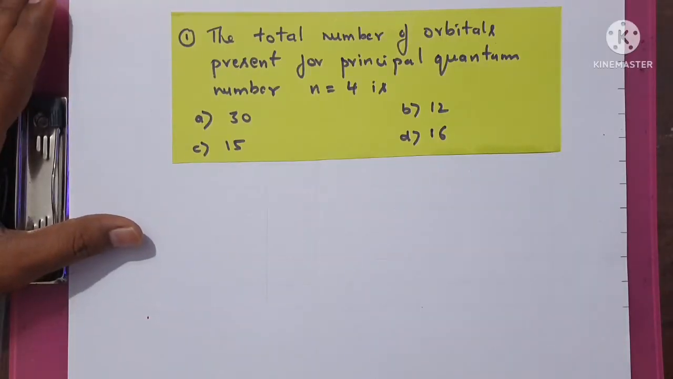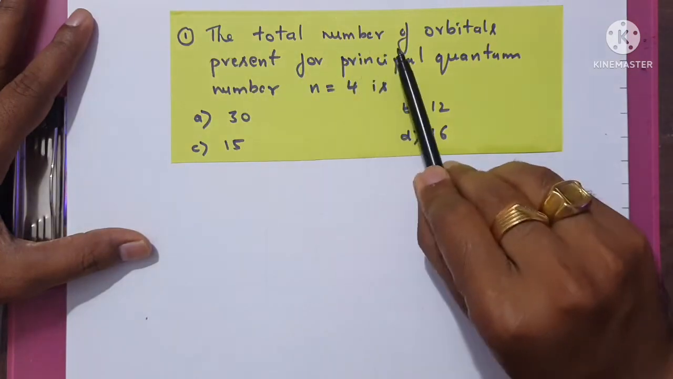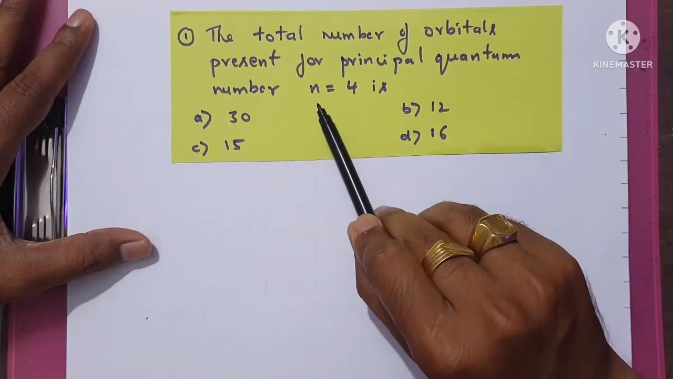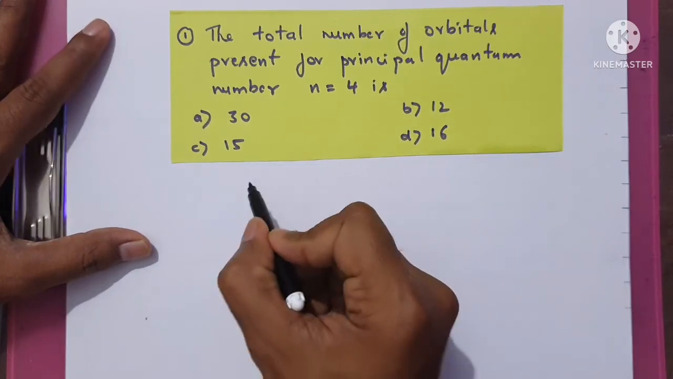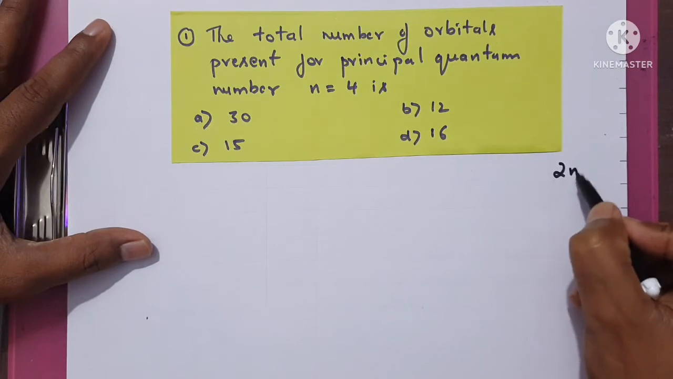Yes, children, let us solve the first question. You can observe this question, children. The total number of orbitals present for principal quantum number n equal to 4. I had told you there are two formulas. One is to find the total number of electrons that is going to be present in the orbital, that we use the formula 2n square.